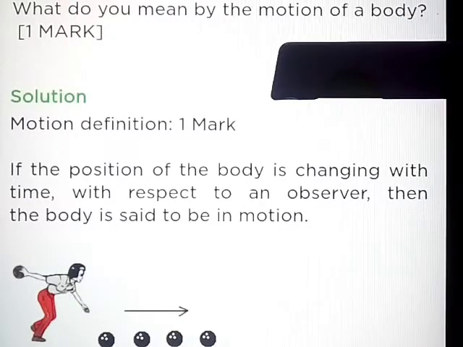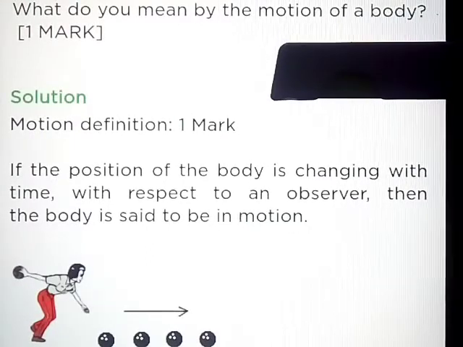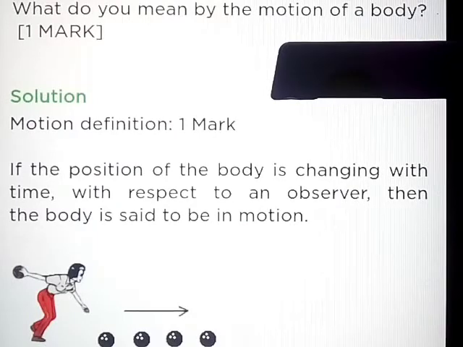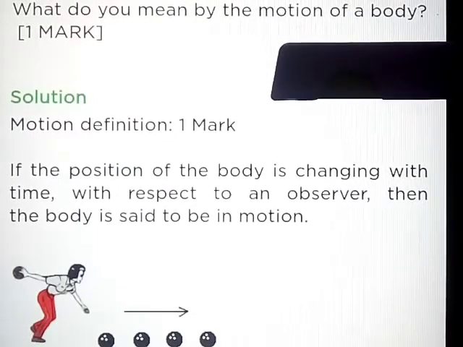Question number 1, what do you mean by the motion of a body? Answer, if the position of the body is changing with time with respect to an observer, then the body is said to be in motion.